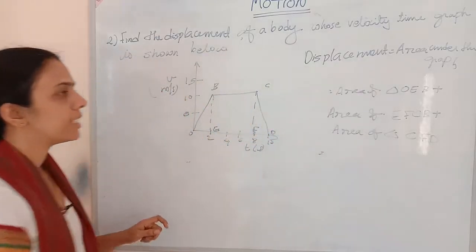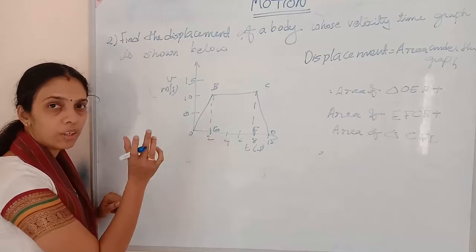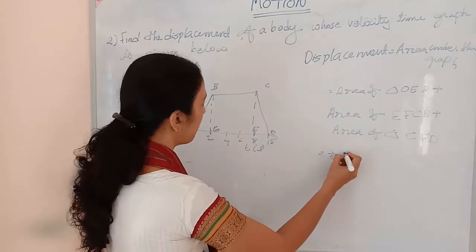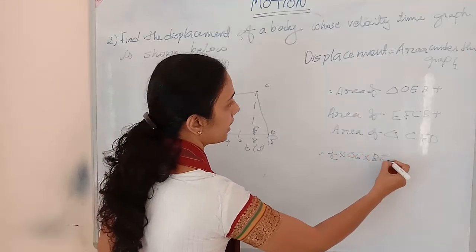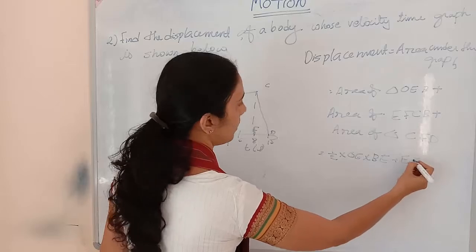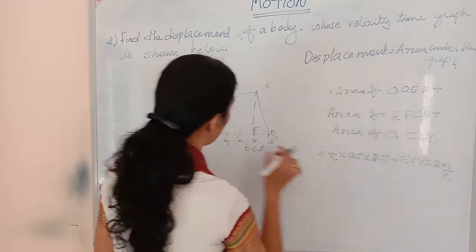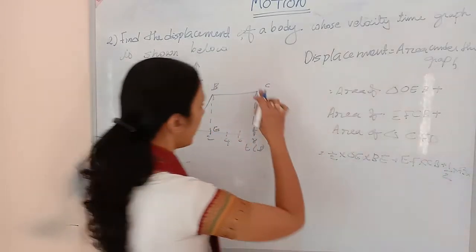Okay, what is the area of triangle OEB? Half into base into height. So half into BOE into BE, plus EF into CB, plus half base into height, FD into height, which is FC.